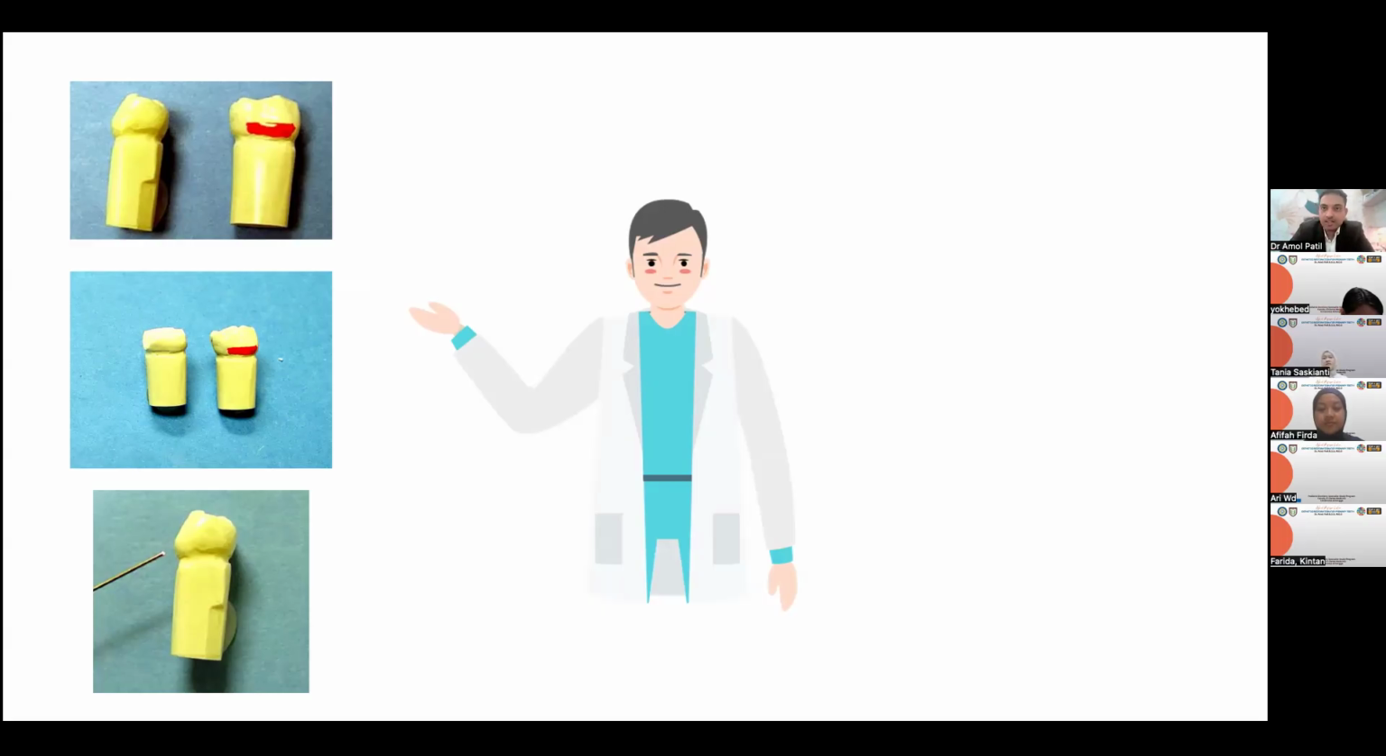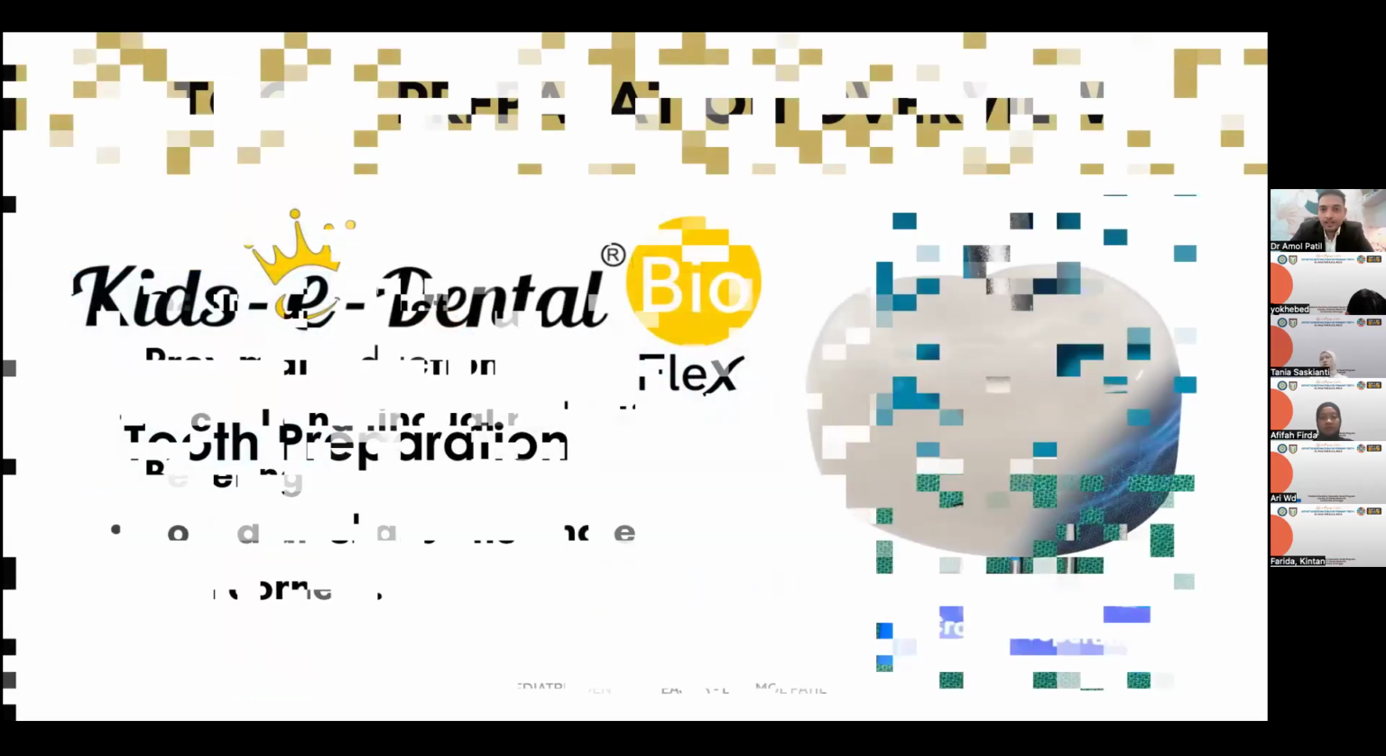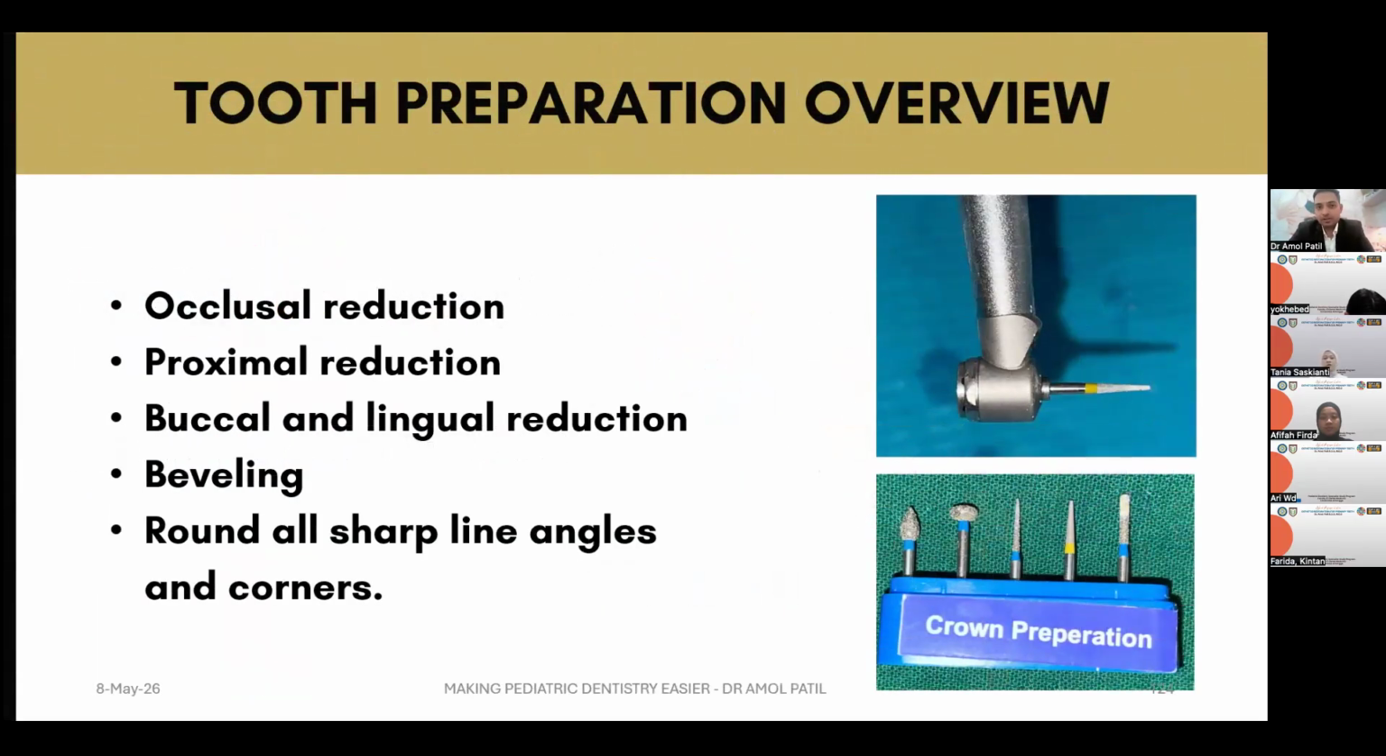In case of stainless steel crown, we prepare the tooth 1.5 mm occlusally, just reduce the proximal areas to reduce the contact point and we seat the crown. But in the case of biflex crowns, we need to reduce the occlusal part 1.5 mm, buccally and lingually as well, at least 0.5 to 1 mm, and then proximally reduce the contact points, and then you can place the biflex crowns. Moving ahead with the tooth preparation.